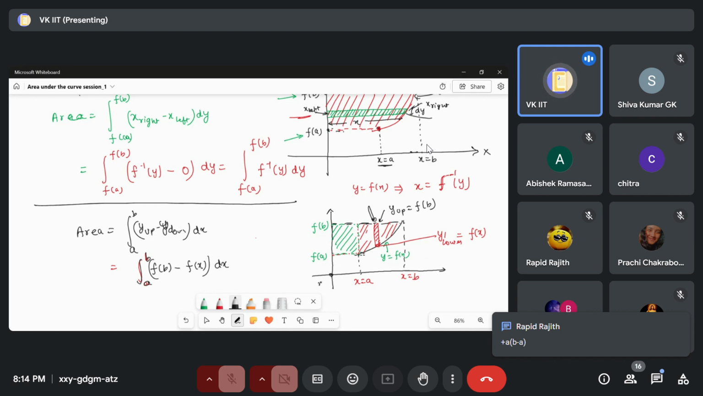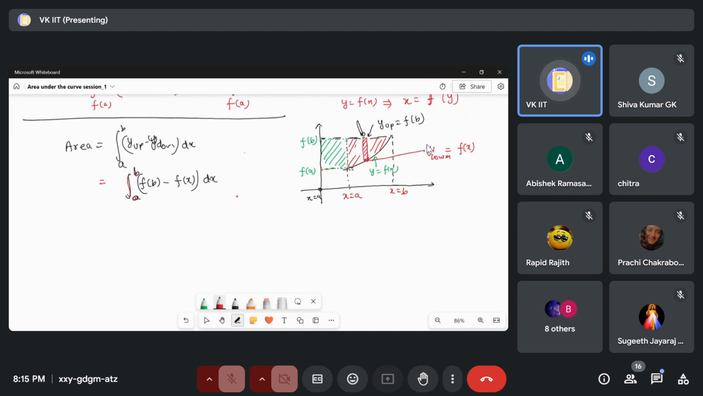And how will we write? This is x is equal to a. So this is simply a rectangle. So just add here the area of the rectangle. So you will be getting integral a to b of f of b minus f of x into dx, plus the area of the rectangle, which will be nothing but the length x is equal to a minus 0, that is a only, into the height f of b minus f of a, and that's it. That is your final answer.